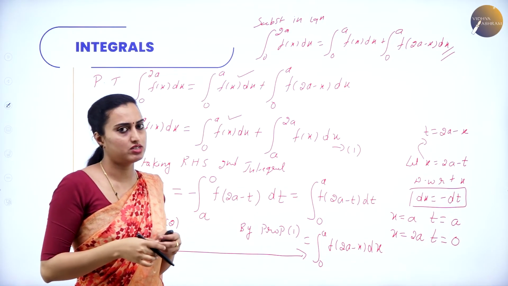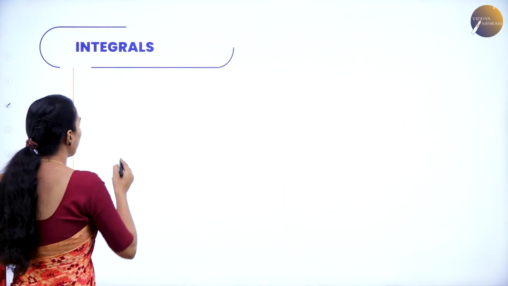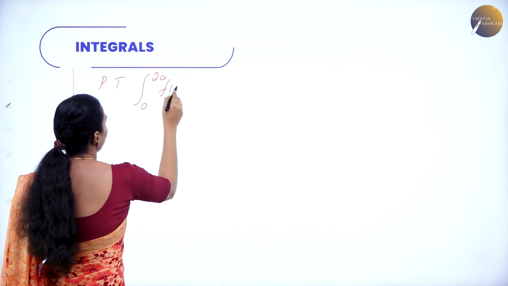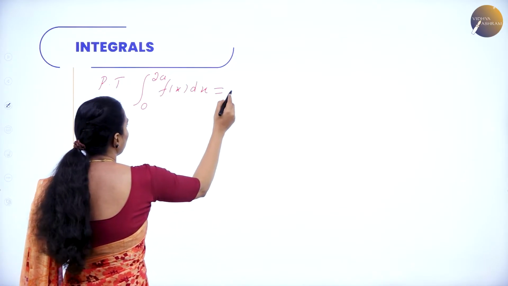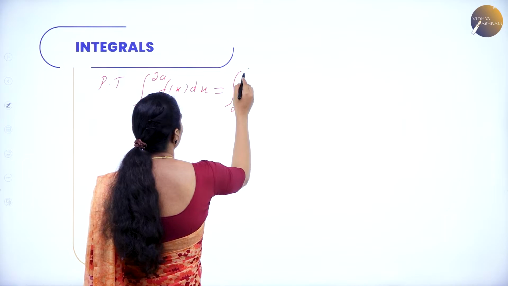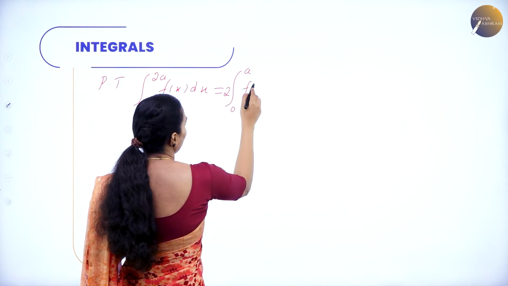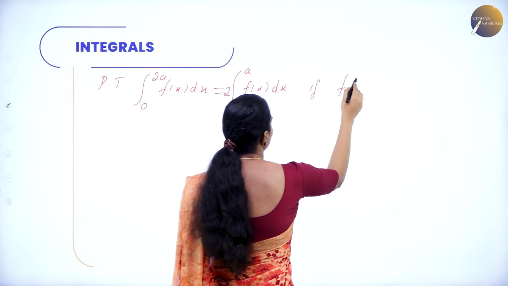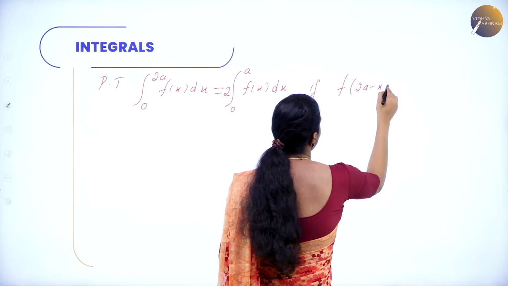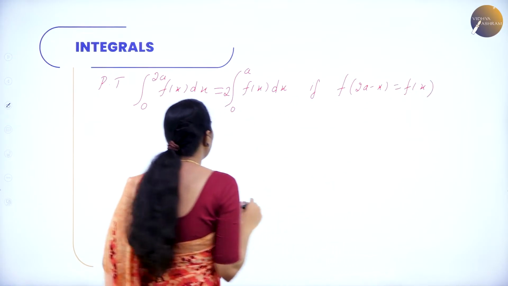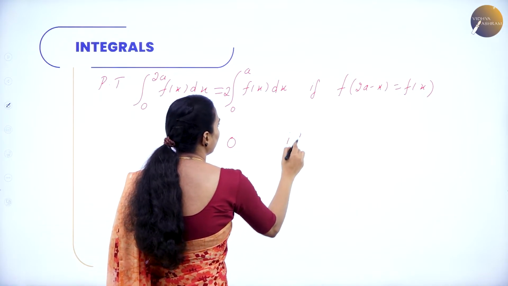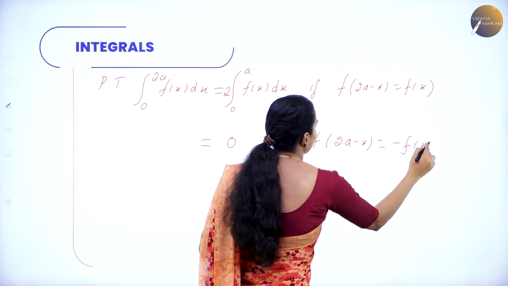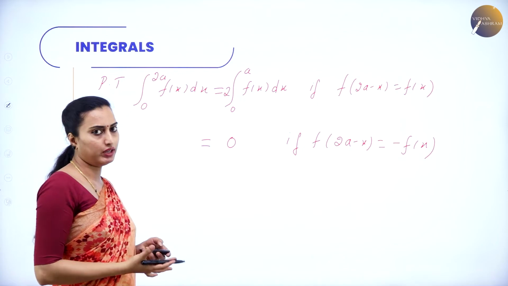I hope you understood this one. Next property says: prove that integral 0 to 2a f of x into dx is equal to 2 times integral 0 to a f of x into dx if f of 2a minus x is equal to f of x, and this will be equal to 0 if f of 2a minus x is equal to minus f of x. So this is the next property you are having.